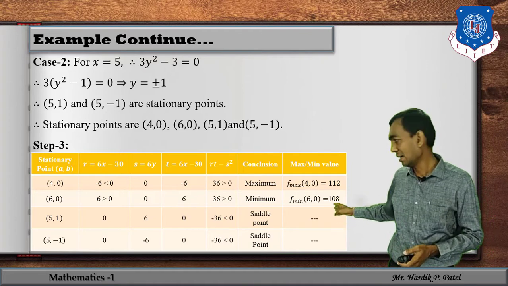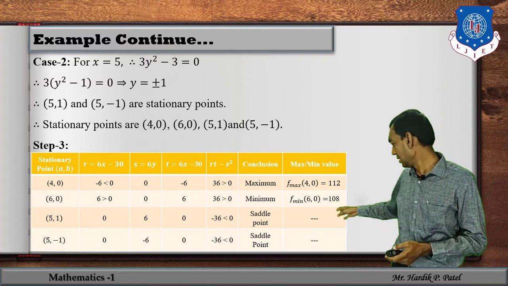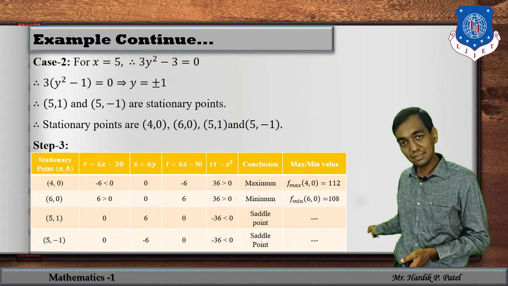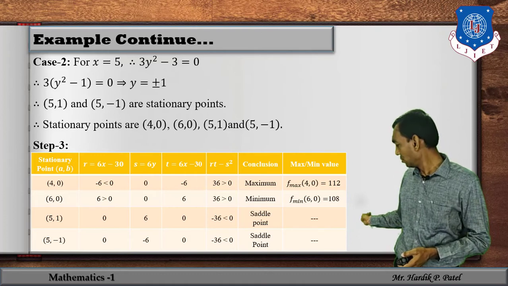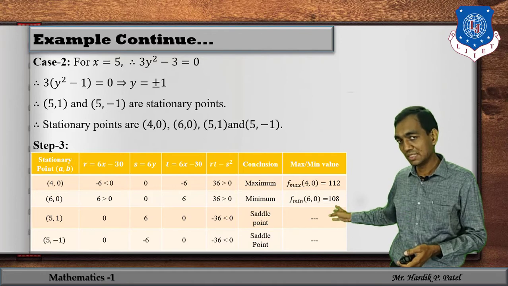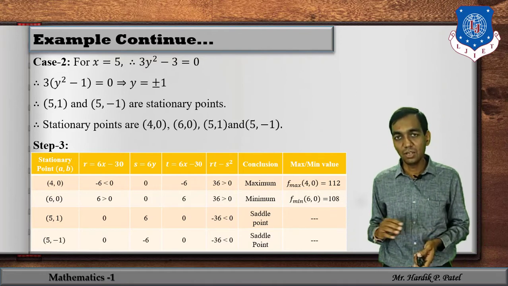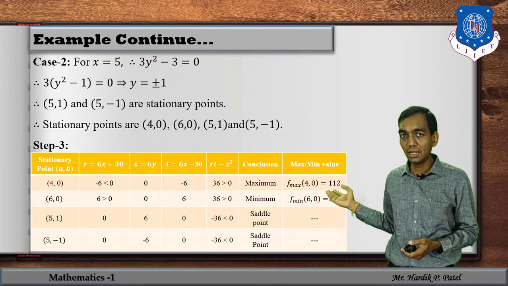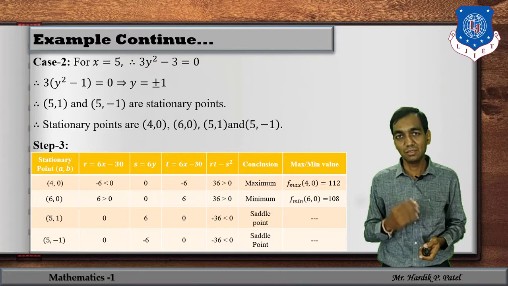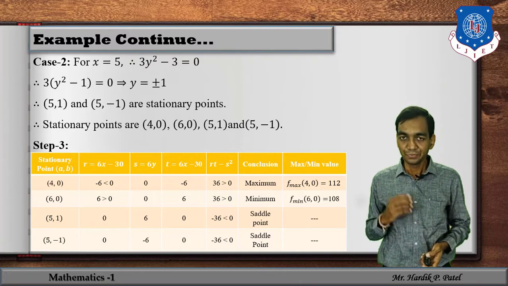In the same manner, (6, 0) is the second point and we are going to put that value in R, S, T. Then we will have R is equal to 6, S is 0, T is 6 and RT minus S square is 36. Now 36 is greater than 0. That means we have to check R. So R is also positive, that means greater than 0. So your function is minimum at this point. And if you have to find the minimum value, then F of (6, 0) will be 108. So, the maximum value is 112, the minimum value is 108.